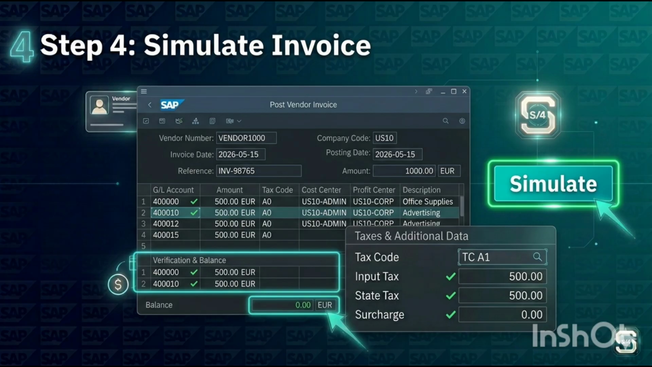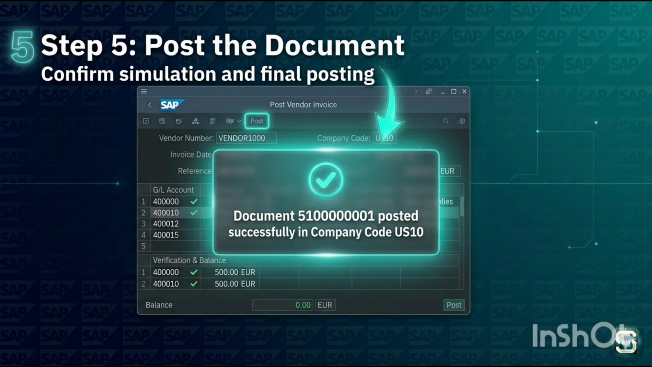First, you have to enter data, then you have to recheck all the data, and then you have to press the simulate button. In this way you will be able to recheck what you have entered before any financial posting is done. If everything looks good, you are ready to post. Let's move to the posting step.